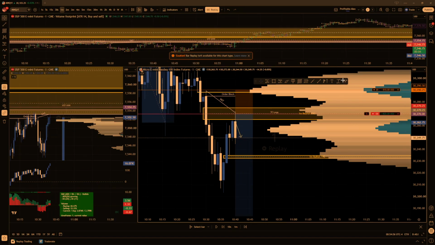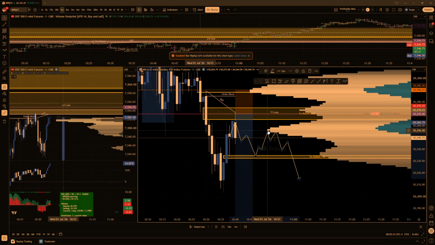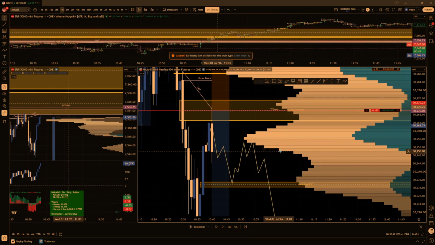So after doing something like this, it would be very unreasonable for it to go like that. That doesn't happen. It would most likely come for it again and go lower. So that's why once we breach this volume profile, we can go break even. Let's go next.